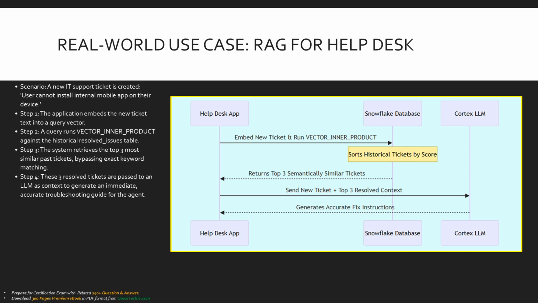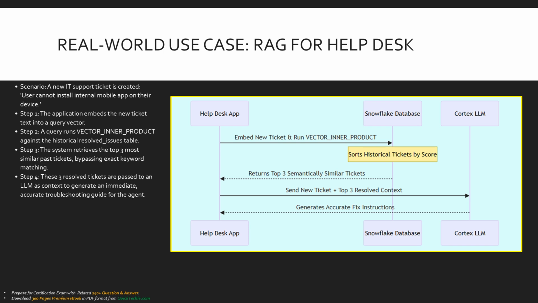Let's apply this to a highly valuable, real-time enterprise use case, Retrieval Augmented Generation, or RAG, for an IT help desk. Imagine a user submits a new ticket saying, "User cannot install internal mobile app on their device." A standard keyword search might miss related tickets that used words like cell phone or software deployment.